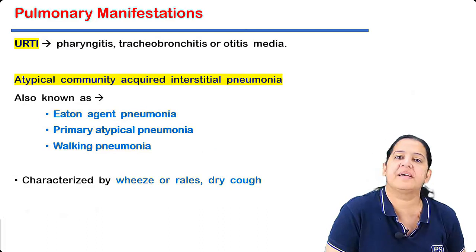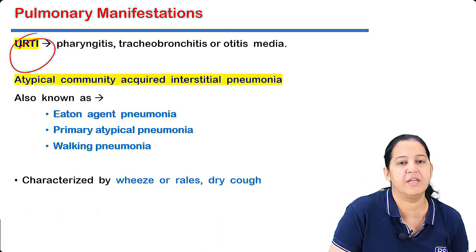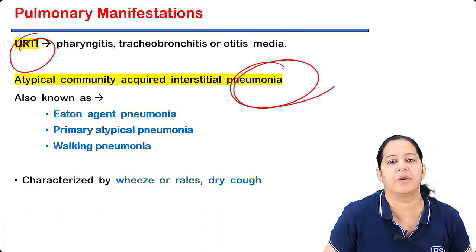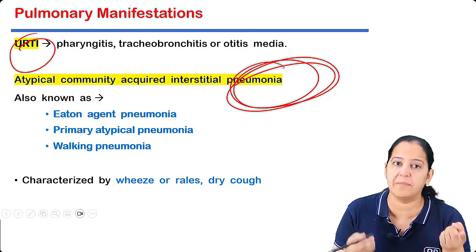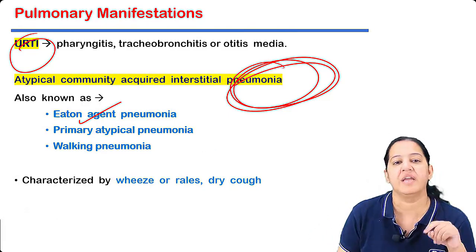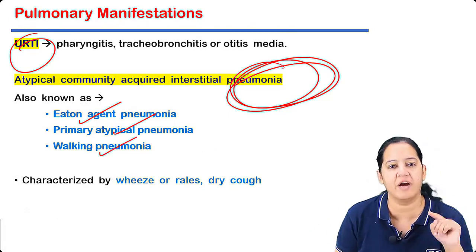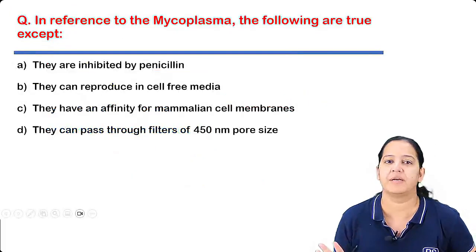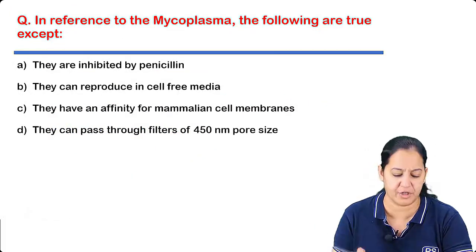It causes basically pneumonia, URTI and pneumonia. The pneumonia which is caused by mycoplasma is known as Eaton agent pneumonia, atypical pneumonia, walking pneumonia. So it's pneumonia. We are done. Very small chapter. Read the question, tell me the answer.